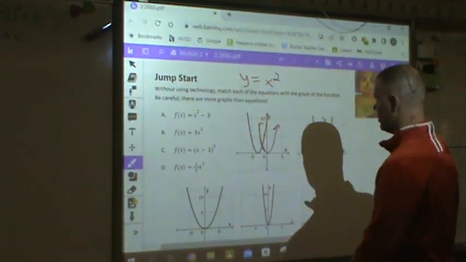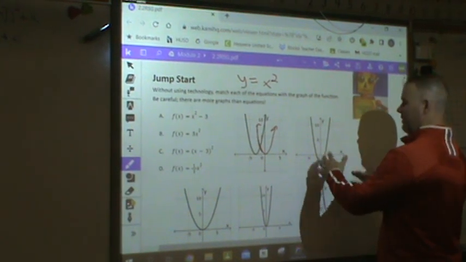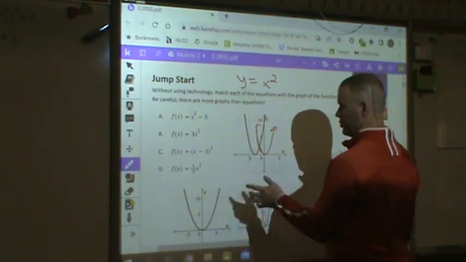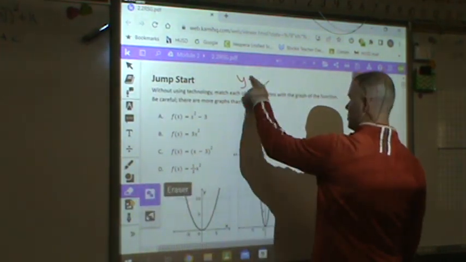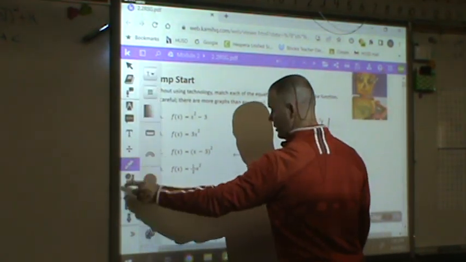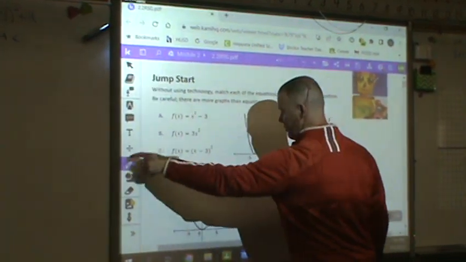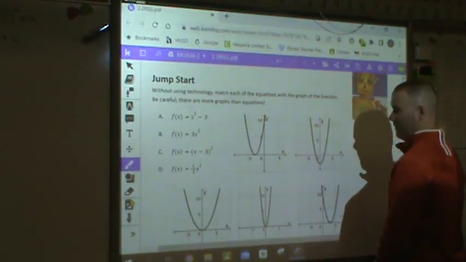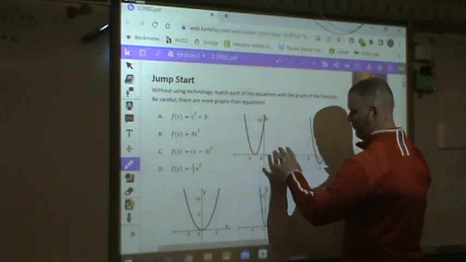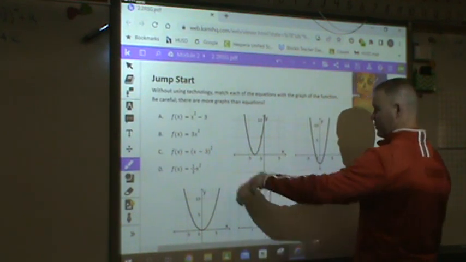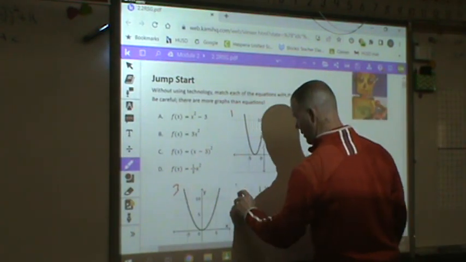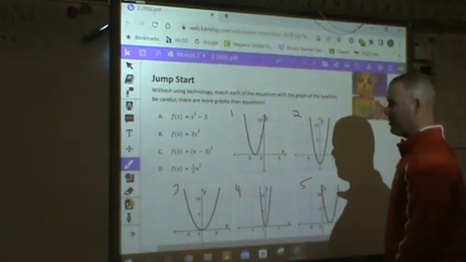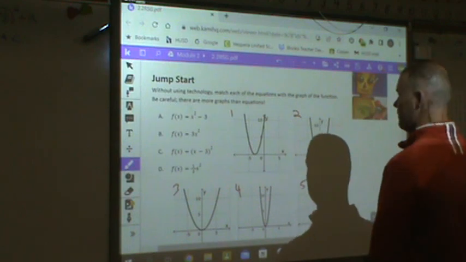That's the parent function. They shift right or left, they shift up or down, and they stretch or shrink, if you remember the rubber band exercise I showed you. What we did here is we looked at each of these four equations and matched them with the graphs. If you'll notice, there are 5 graphs but only 4 equations. So I numbered them 1, 2, 3, 4, and 5, and you have to pick which one goes where, and we'll start with A.